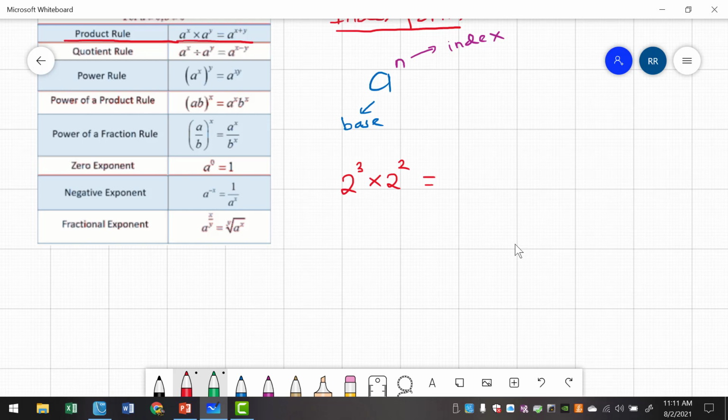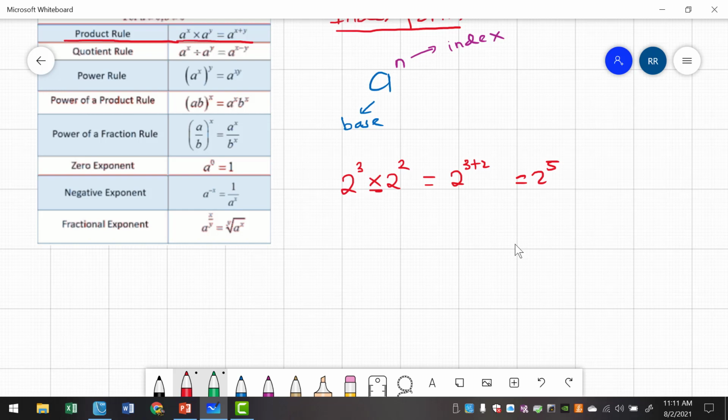This is equal to 2 to the power of 3 plus 2, because you're just multiplying and it has the exact same base. That's why we can just add the powers. So it's equal to 2 to the power of 5. Okay, let me give you a reason why this works.